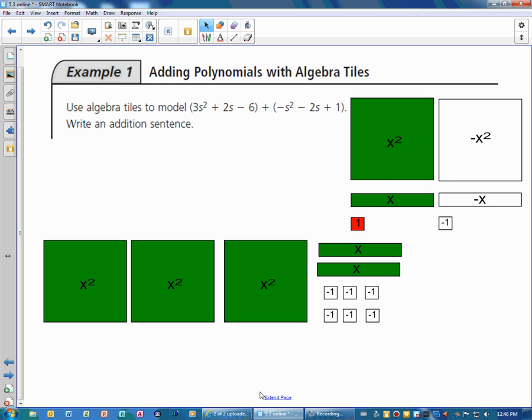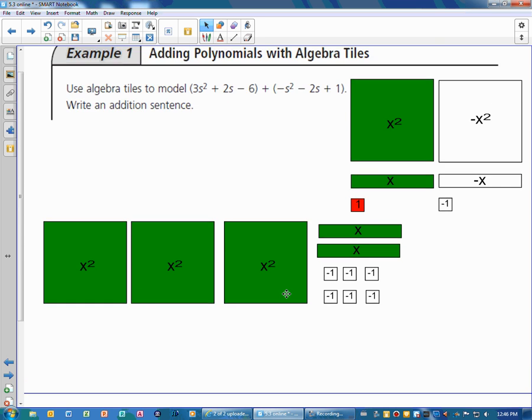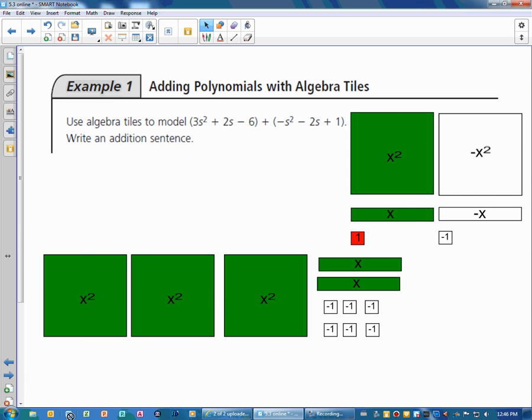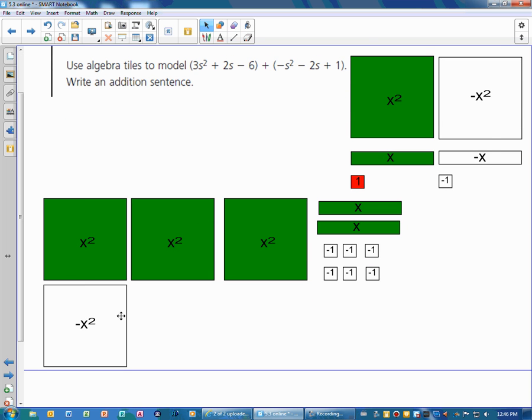I also am going to model negative s squared, minus 2s plus 1. Negative s squared minus 2s plus 1. Okay, so this is how I'm modeling adding them.